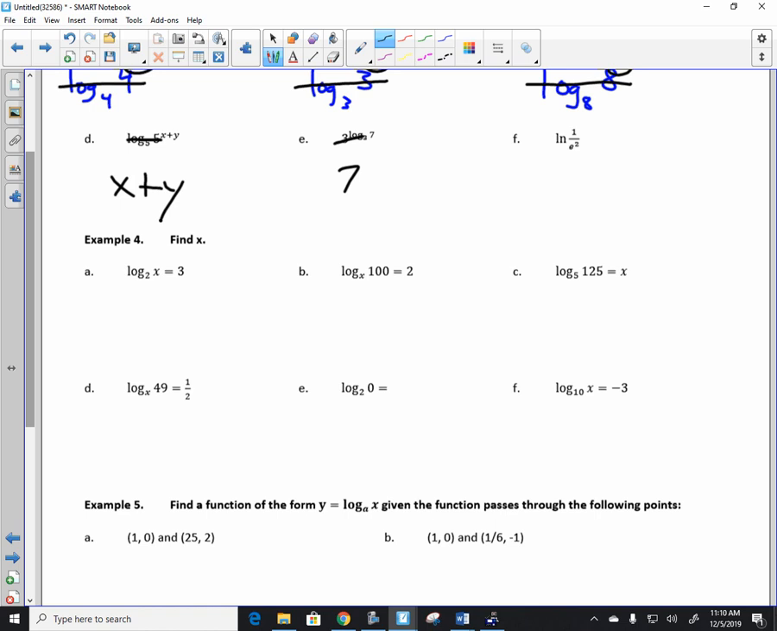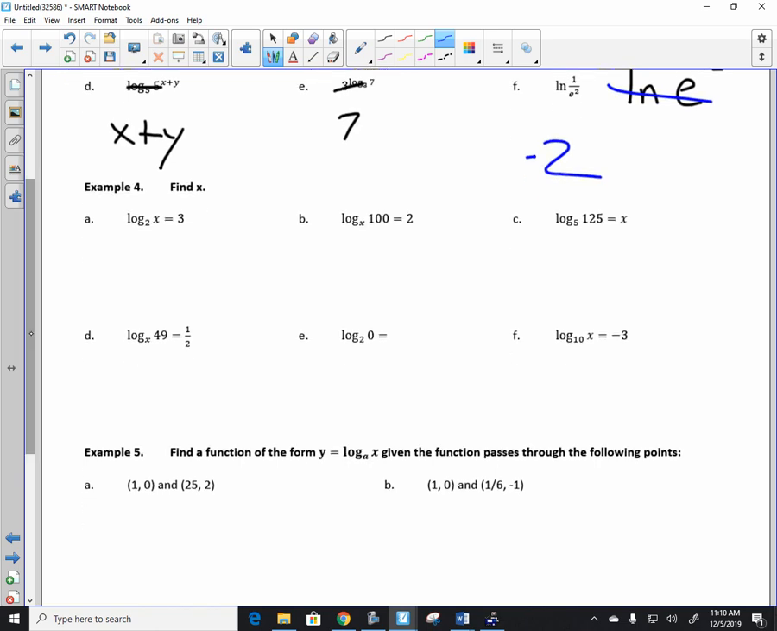Sometimes it's not as obvious, and you've got something like this. Natural log of 1 over e squared. Well, that's the same thing as the natural log of e to what power? -2. Natural log, what's the base of natural log? E. And so natural log and e cancel, giving you -2. Excellent.